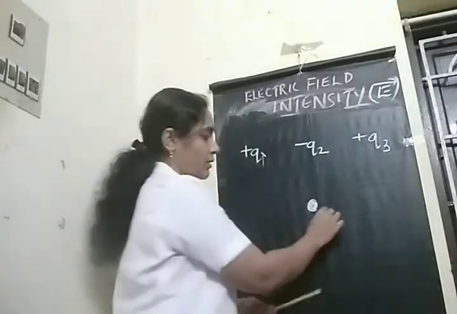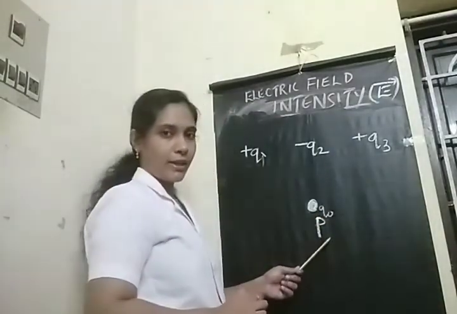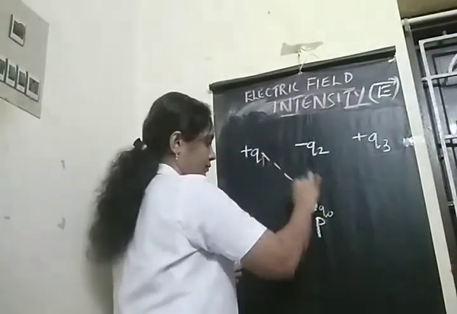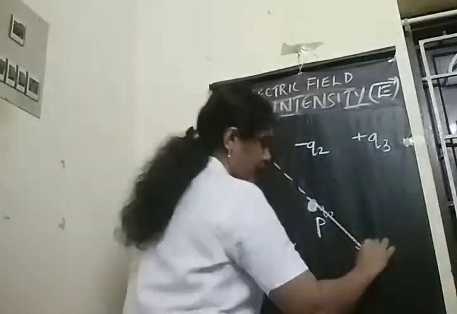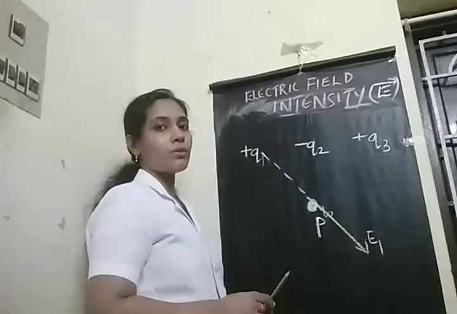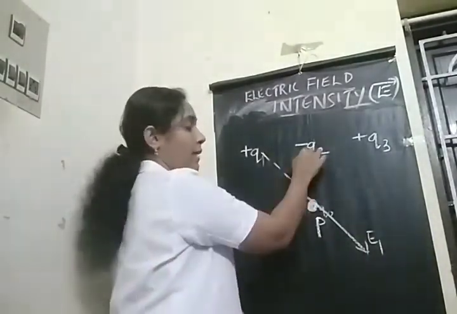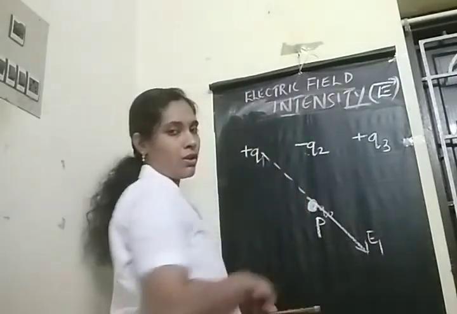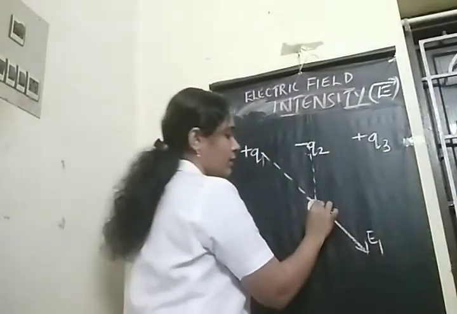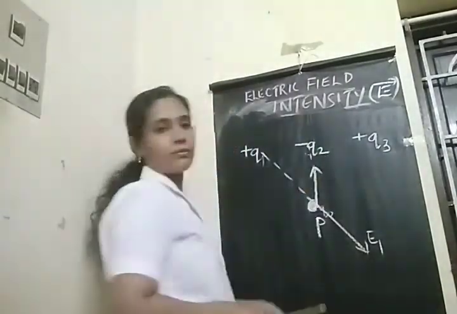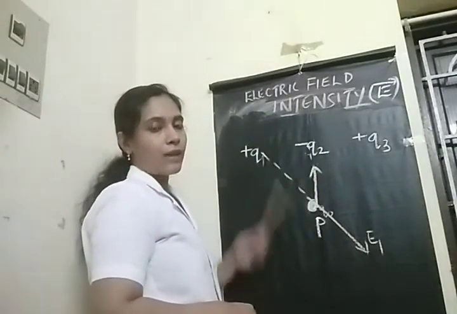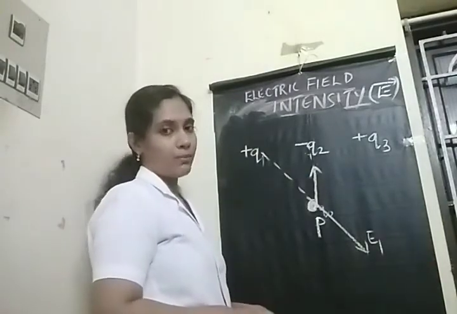Yes, first just place a test charge Q0 here, and this is a positive charge. So what will be the direction of electric field? Here the direction of electric field will be like this. Let E1 be the electric field intensity produced by Q1. Then minus Q. This is a negative charge. So what will be the direction of electric field intensity? In the case of a negative charge, its direction will be towards it, because the electric field always acts towards a negative charge. At the same time, electric field acts away from the positive charge.